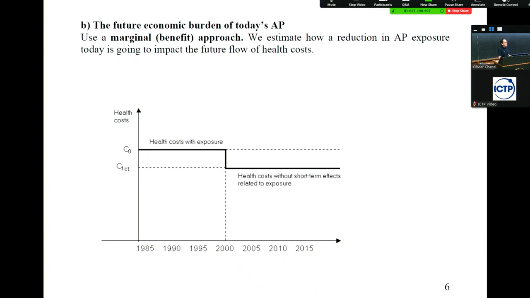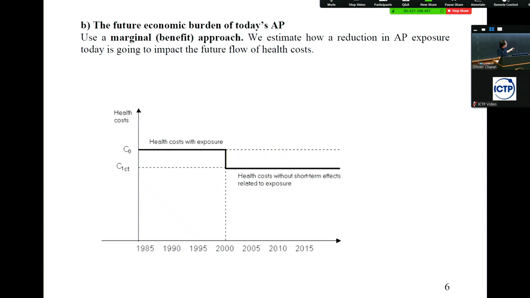But as an economist, we may be interested in either computing what would be the future economic burden of today's air pollution, or what is today's impact of yesterday's air pollution. And here things are a little bit more complex because we have both short-term effects and long-term effects. For short-term effects, due to the way they are assessed by epidemiology, they are supposed to occur within a few days after an air pollution exposure. And so these short-term effects are going to disappear immediately here. The scale is not correct, it's just an illustration.